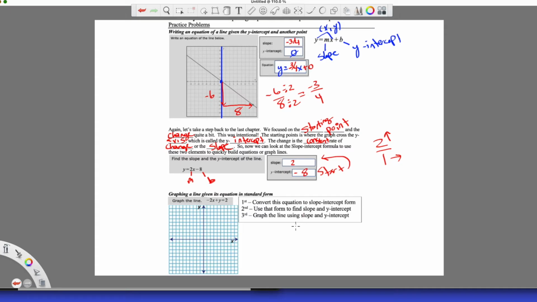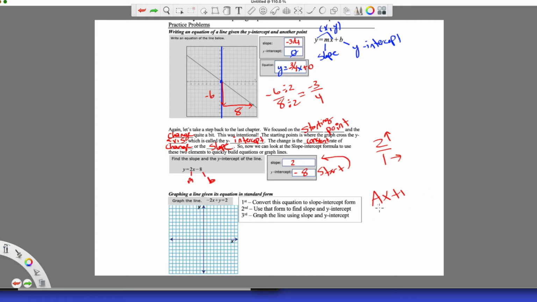All right, so using a line that's in standard form. Standard form is ax plus by equals c. This looks different than y equals mx plus b, but believe it or not, it's using the exact same numbers. We can actually convert one to the other. They're just different forms.